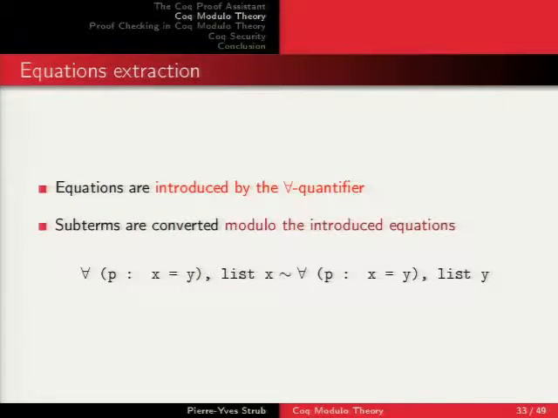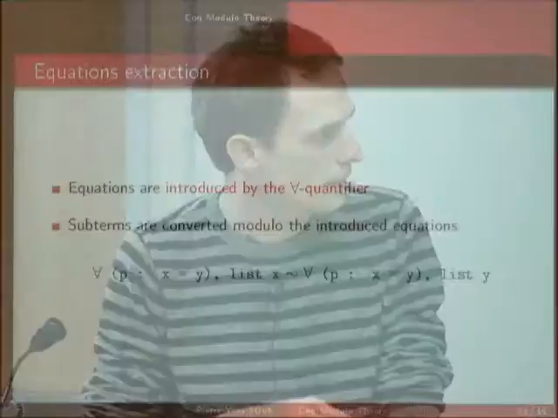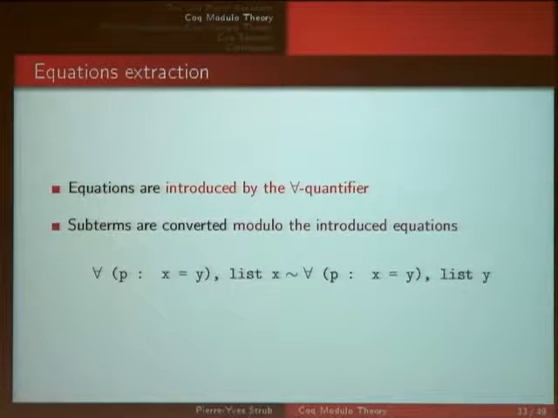One thing to notice is that equations will be introduced by the for all quantifier. So, meaning that, for example, if I start with that proposition, that function, which takes a proof P of the proposition x is equal to y, and returns a list of size x, then this must be convertible to that type, which is the type, yes?